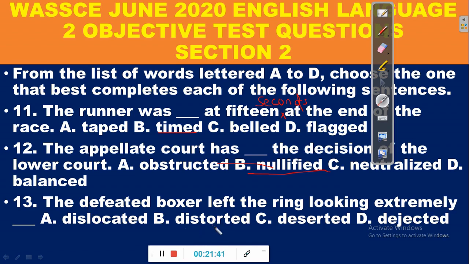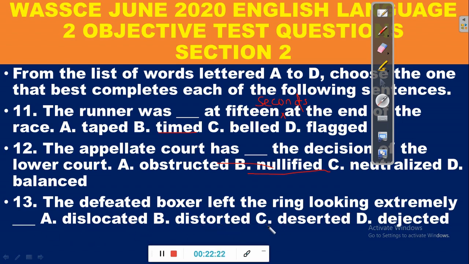Let's look at the second one, distorted. What does distorted mean? When you distort something, you twist it, and this refers specifically to something like meaning or interpretation. You can distort someone's view, or you can distort the meaning of something. All right, so that actually doesn't fit in here, because we are talking of the boxer leaving the ring and looking extremely, not distorted. Actually, the word doesn't fit in here.